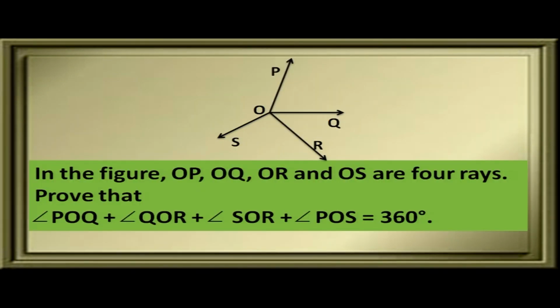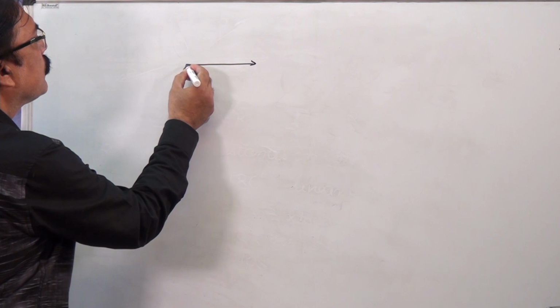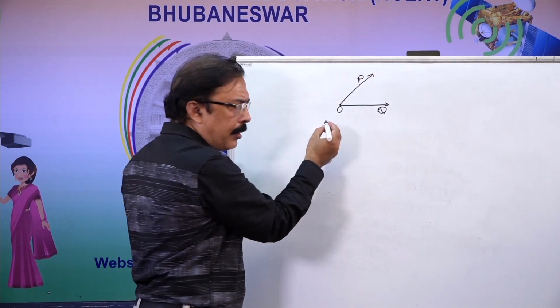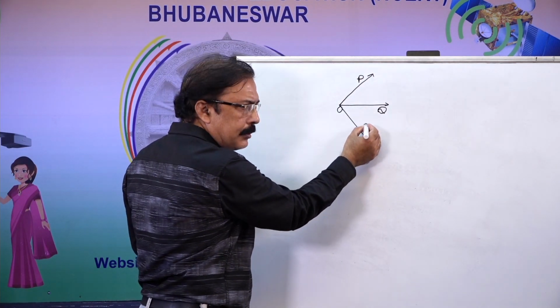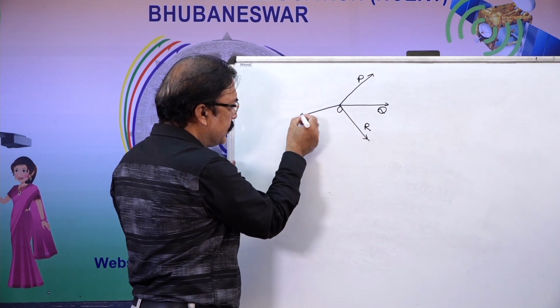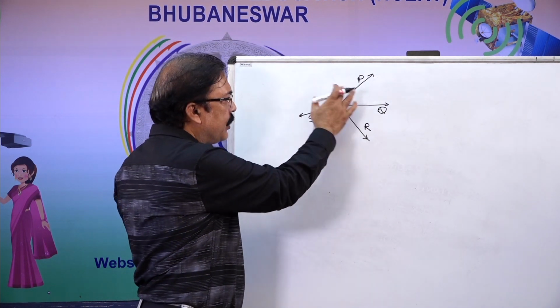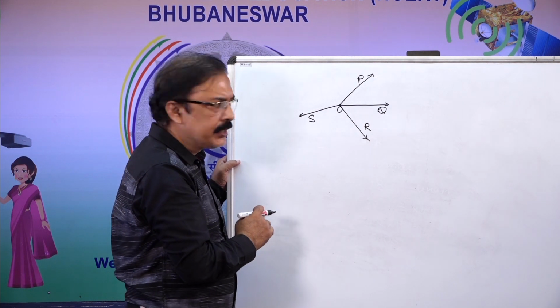In this case, OP, OQ, OR and OS are 4 rays. Prove that angle POQ, QOR, SOR and POS, the sum of these 4 angles is equal to 360 degrees. OQ, OP, OR and OS. In this question, how to prove that the sum of all these 4 angles is 360 degrees?